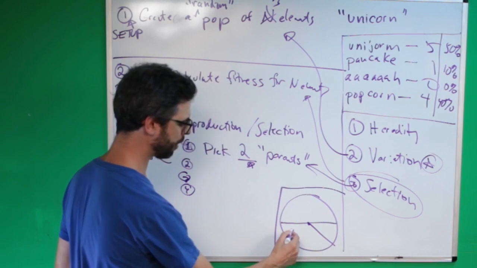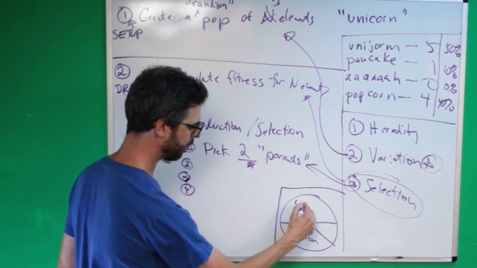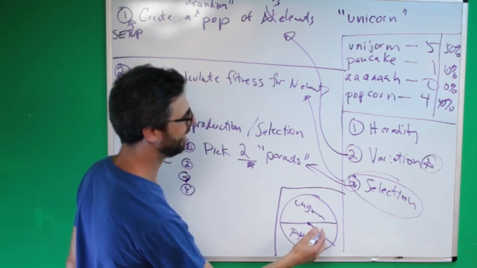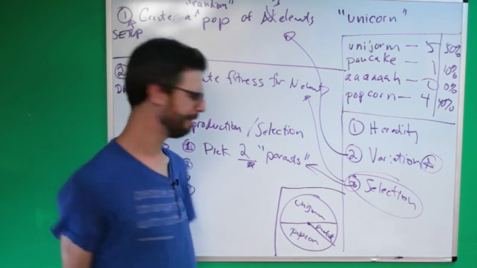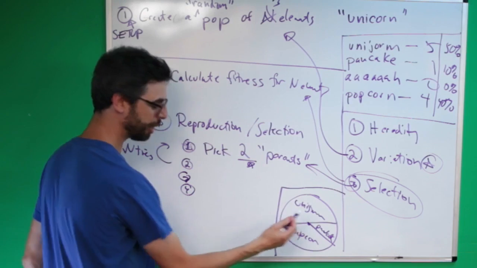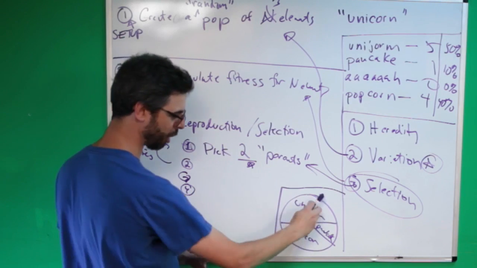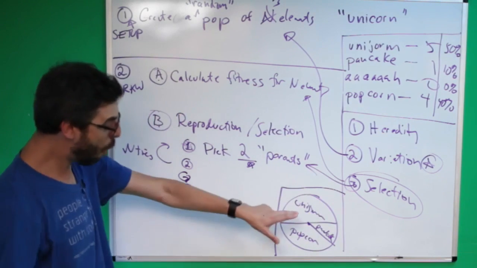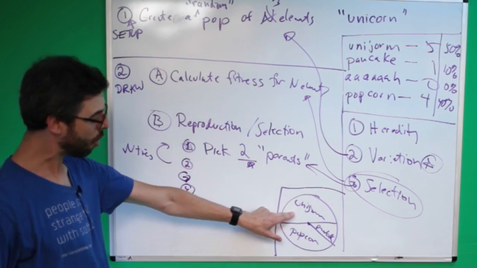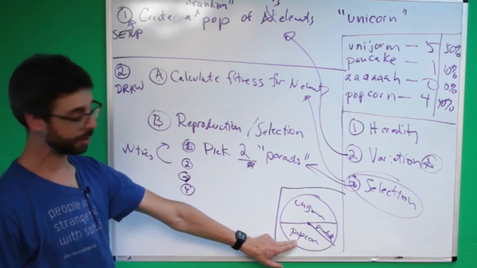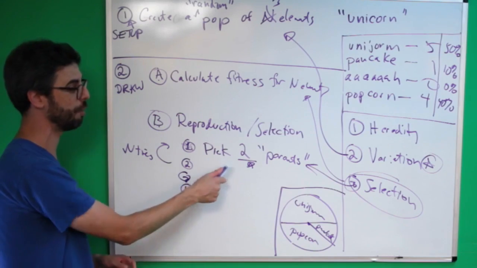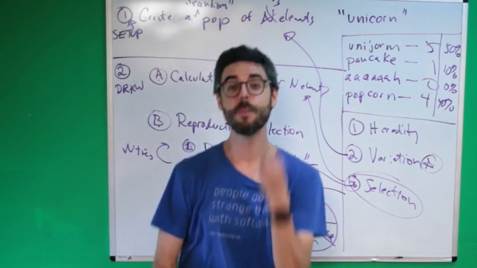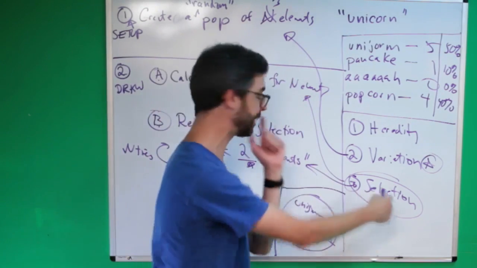Popcorn gets 40% of the pie. This is Popcorn, this is Unijorm, and this is Pancake. So, the strangest breakfast ever. And you could think of this sort of spinning wheel here. So I'm going to spin the wheel, and most of the time it's going to land on Unijorm. Often it'll also land on Popcorn, but every once in a while it'll land on Pancake. And that's how I'm going to pick those two parents. So the higher the fitness, the more likely that element is to be selected.